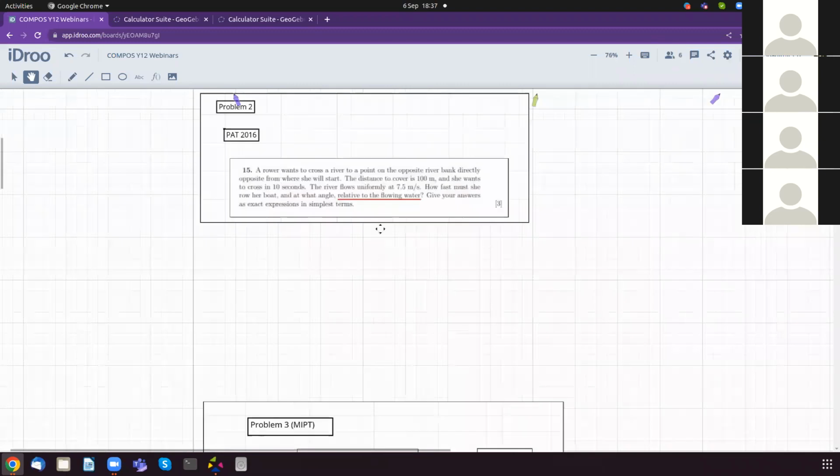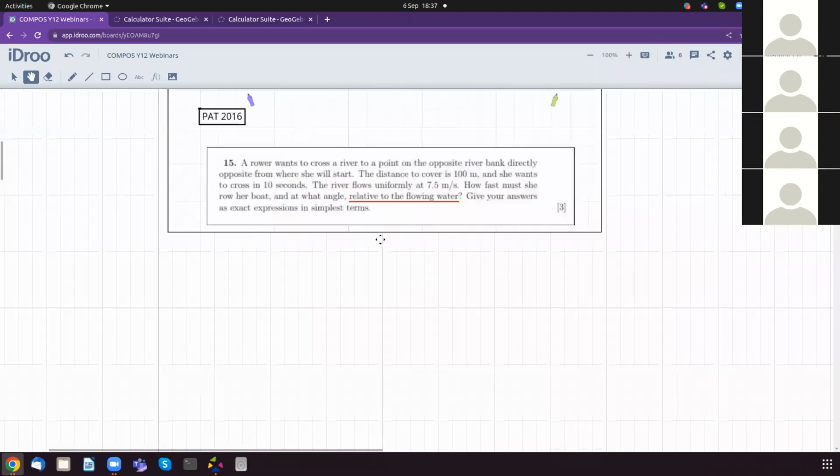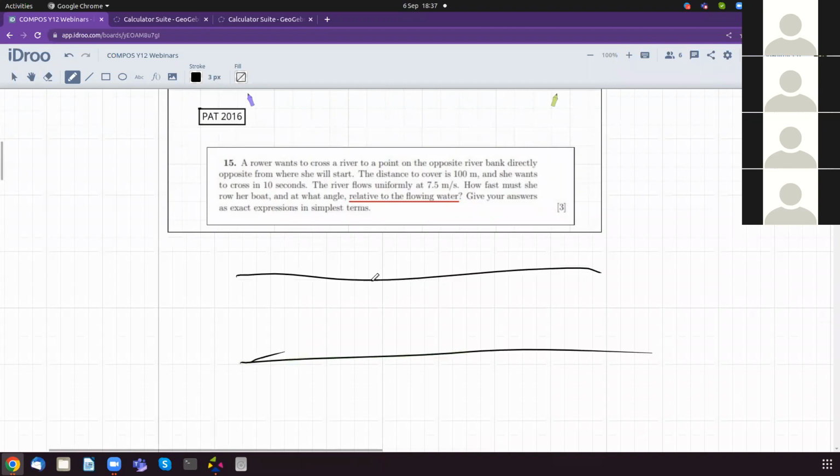Anyways, a rower wants to cross the river to a point directly opposite where she wants to start. So let's draw a river. She starts here at point A, and she wants to cross the river at a right angle, directly. The distance to cover is 100 meters, and she wants to cross it in 10 seconds. The river flows uniformly at 7.5. How fast must she row her boat and at what angle relative to the flowing water?